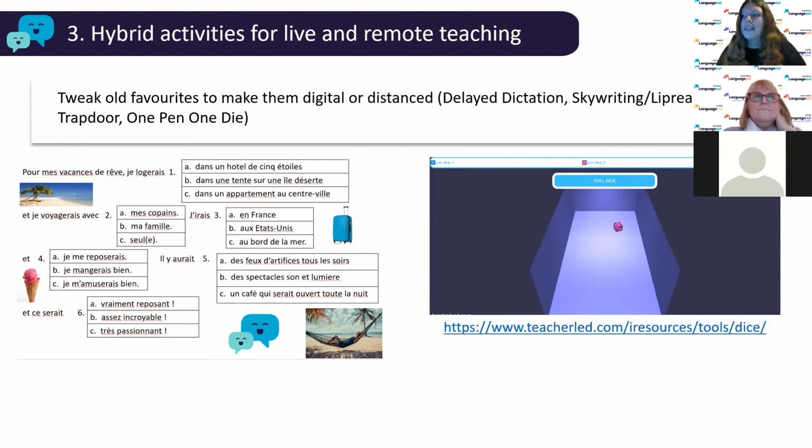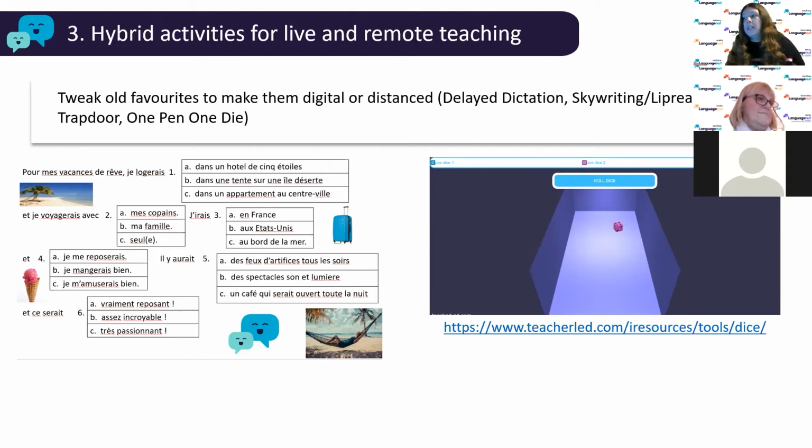Another game that you can play is trapdoor. It's one lots of you might have played before. So you have a kind of text, and every so often you get 3 or 4 options, and you or a student, if you're doing it as pair work, secretly chooses an option from each one, writes it down, then the other person has to start reading. So, pour mes vacances de rêve, je logerai dans un hôtel de 5 étoiles. And if they get it right, they can carry on. And if they get it wrong, they have to go back to the beginning and start again, which is a lovely, sneaky way of getting them to repeat over and over again, without them realizing that's what they're doing, because it's dressed up as a game.